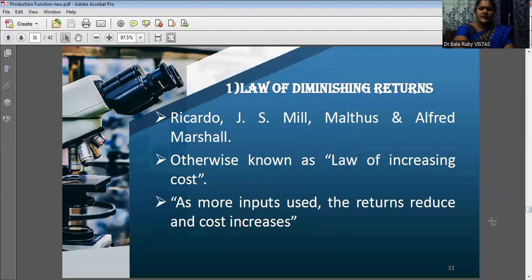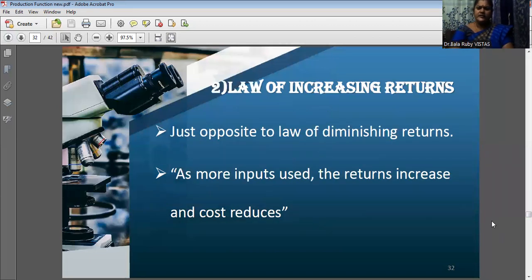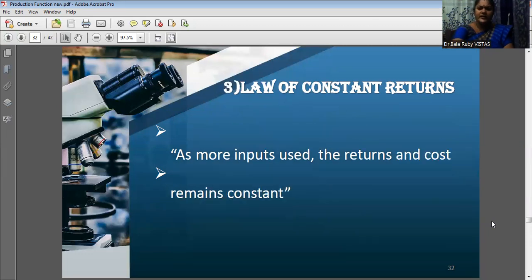Then come to the second law, that is the law of increasing returns. It is just opposite to the law of diminishing returns. When we use more inputs, the return increases, but cost reduces. It is known as the law of increasing returns or the law of diminishing cost. So when we are using more and more inputs, if returns increase and at the same time cost reduces, it is known as the law of increasing returns.